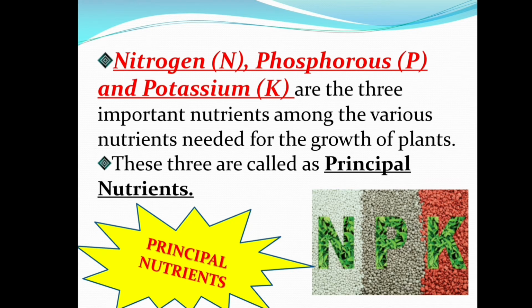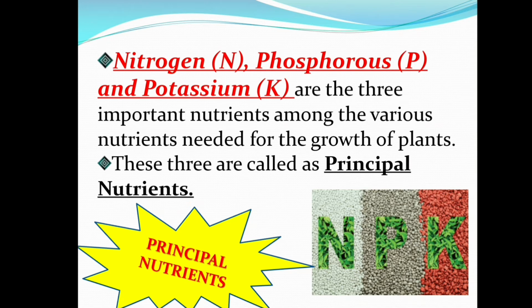Nitrogen, phosphorus and potassium are the three important nutrients among the various nutrients needed for the growth of plants. These three are called principal nutrients. So what are the three important nutrients? Nitrogen, phosphorus and potassium. They are called principal nutrients because they are needed for the growth of plants.